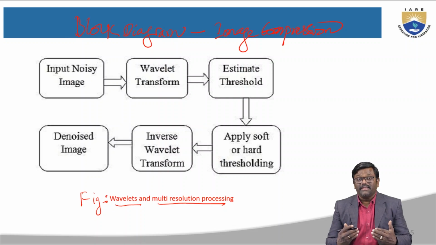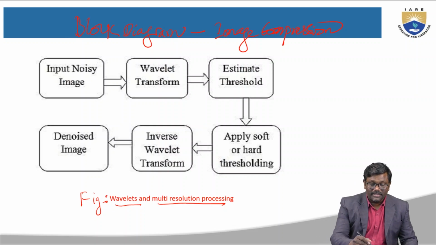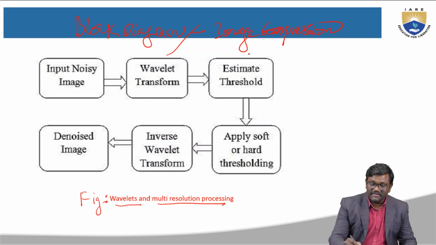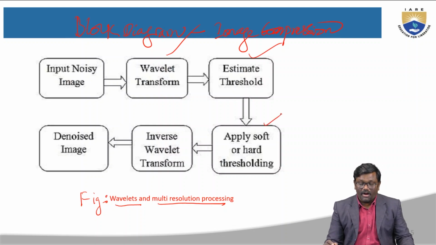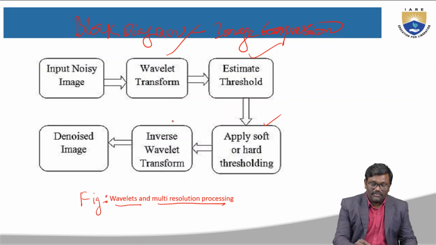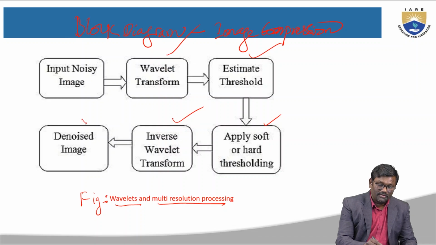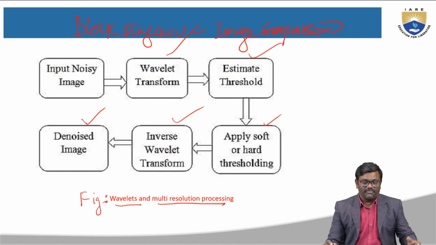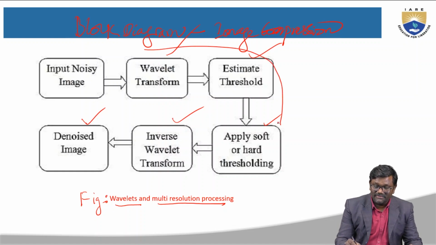While you are processing an image, consider it as data which we take as input to the system and process using a technique called wavelet transformation. The second one we call estimate threshold, the third one we apply soft or hard thresholding, the fourth one we apply the inverse wavelet transform, and last but not least, the denoised image, the original image. So this cycle flows like this.